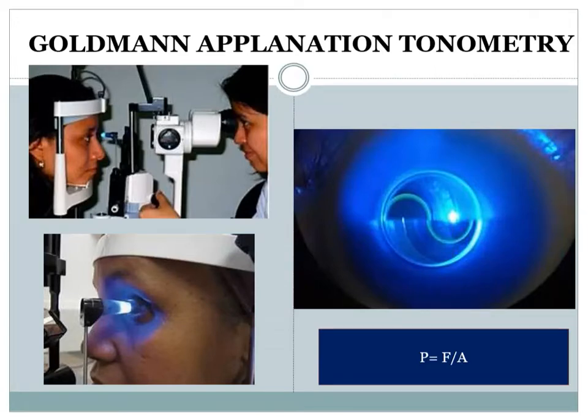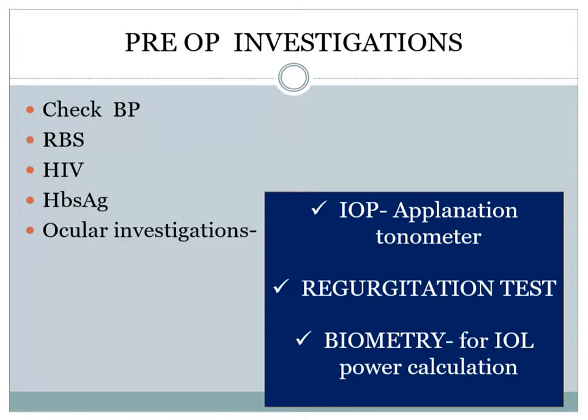Okay, look at the right side picture. There are two prisms. The instrument has got two prisms which are shown in the form of mires. These are the mires.